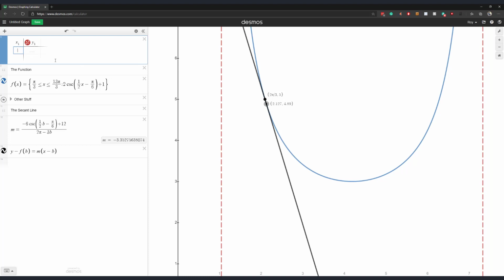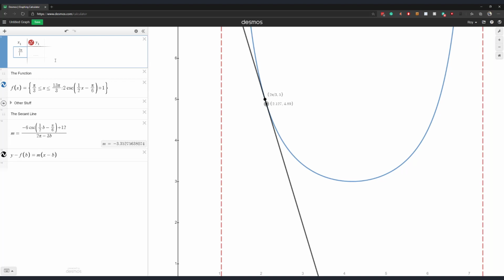I'm going to go ahead and just say that we're looking at 2 pi over 3, and we want to look at this slope as x gets really close to 2 pi over 3. So I don't want to look at 2 pi over 3. I want to look at 2 pi over 3 plus or minus a small little wiggle. So let's say plus 0.1. All right. And now let's find out what the slope of this secant line is at 2 pi over 3 plus 0.1.